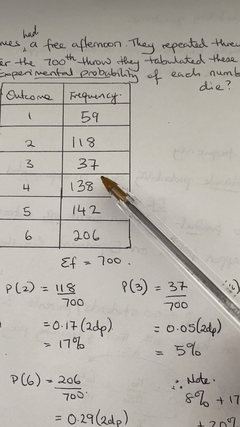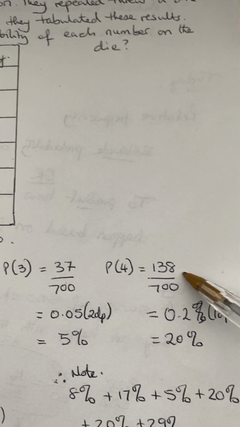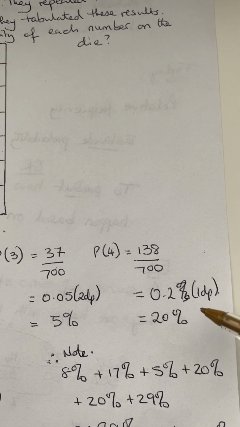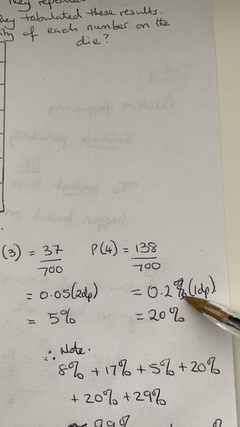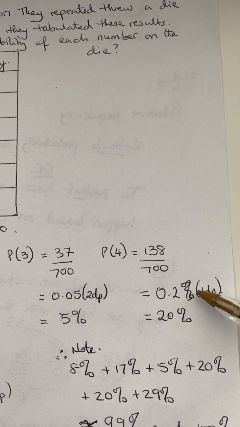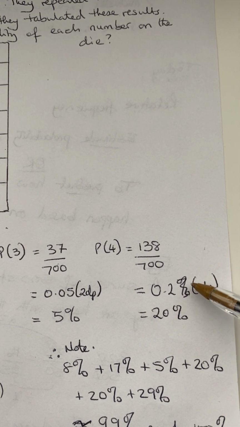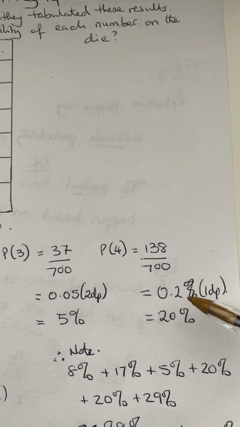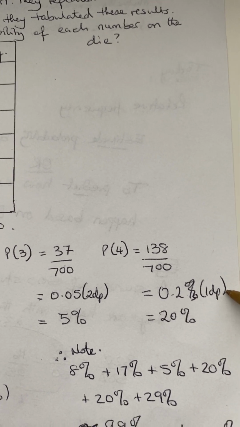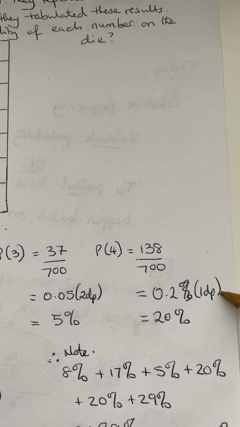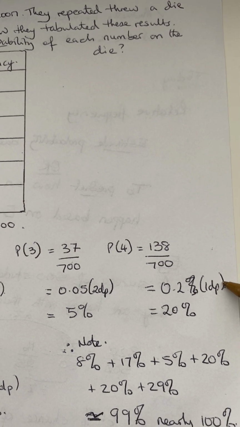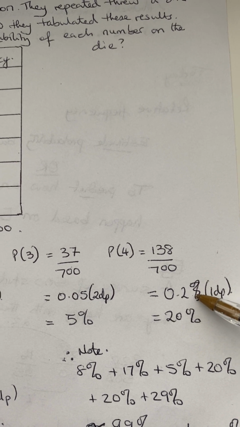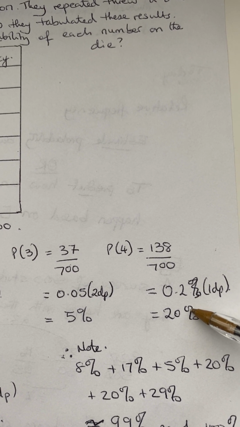They got 138. So 138 divided by 700. Now this is 1 decimal place, because when I did it to 2 decimal places, it's 0.02. 0.20. Okay, so I thought I'll just leave it in 1 decimal place, because the question didn't tell me that. Okay, so now when you multiply again by 100, you get 20%.